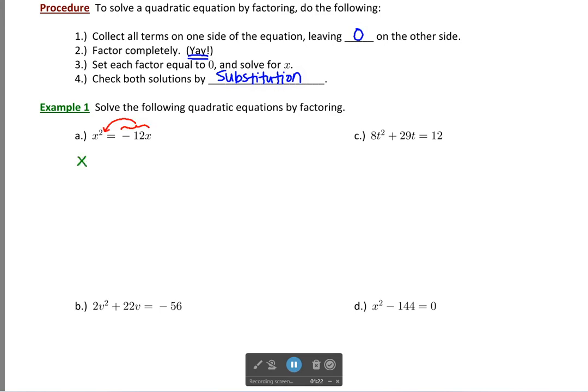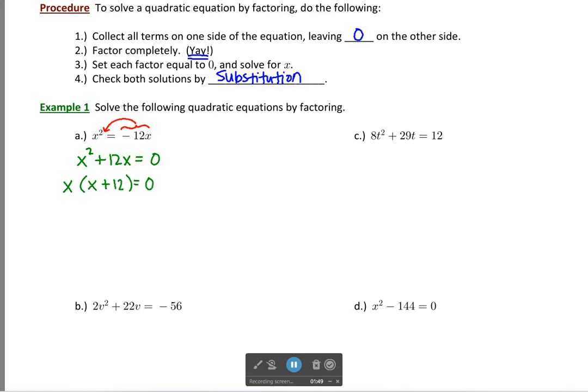Notice when I add that term to both sides, or I move it from one side of the equals to the other, it simply changes sign. So we end up with x squared plus 12x equals 0. Next, I want to factor that left side completely. So based on the pattern of the left side, we can see that there's a greatest common factor of x. So we're going to factor out the x, and that leaves behind x plus 12.